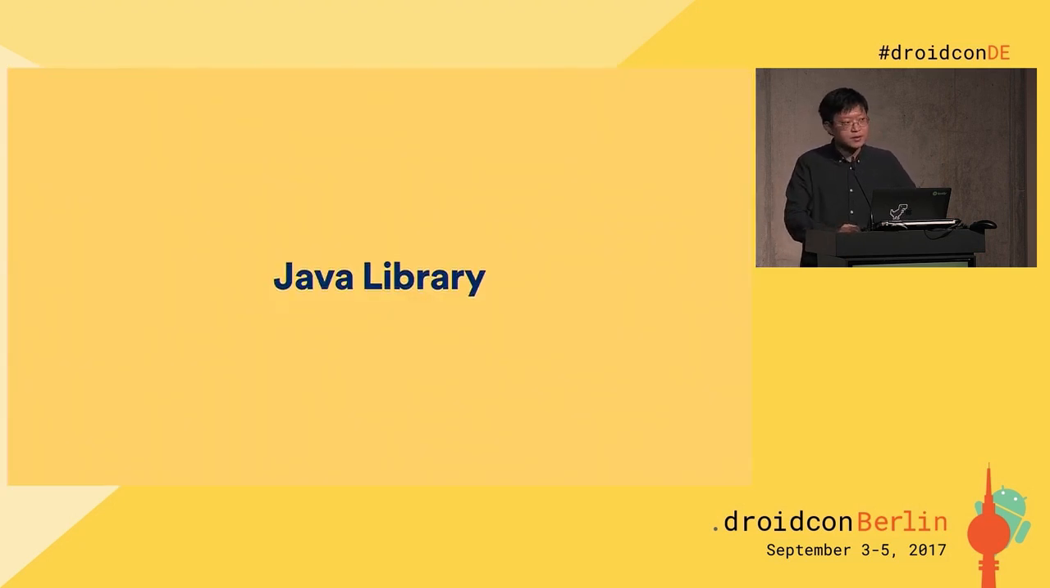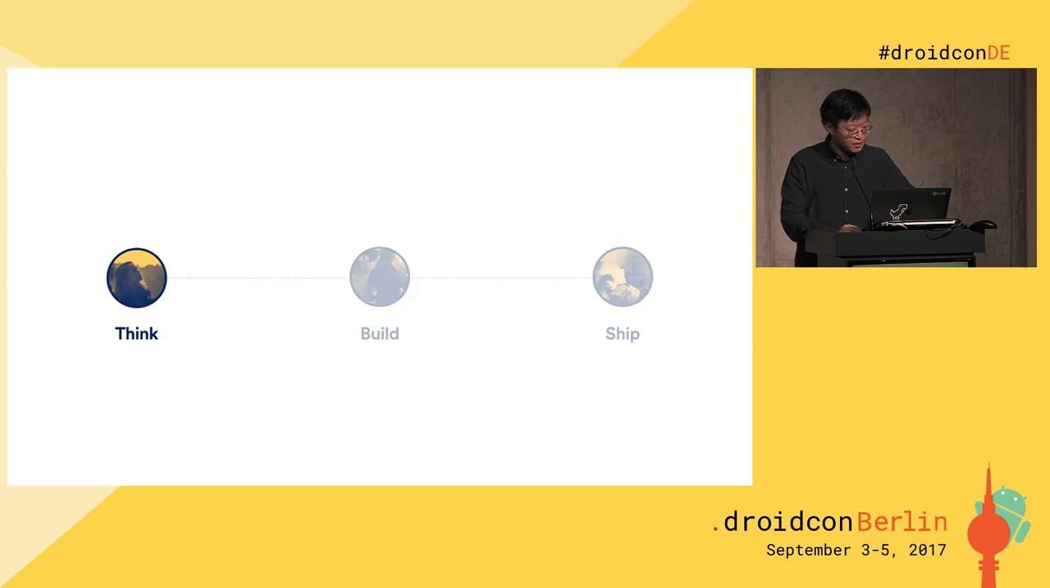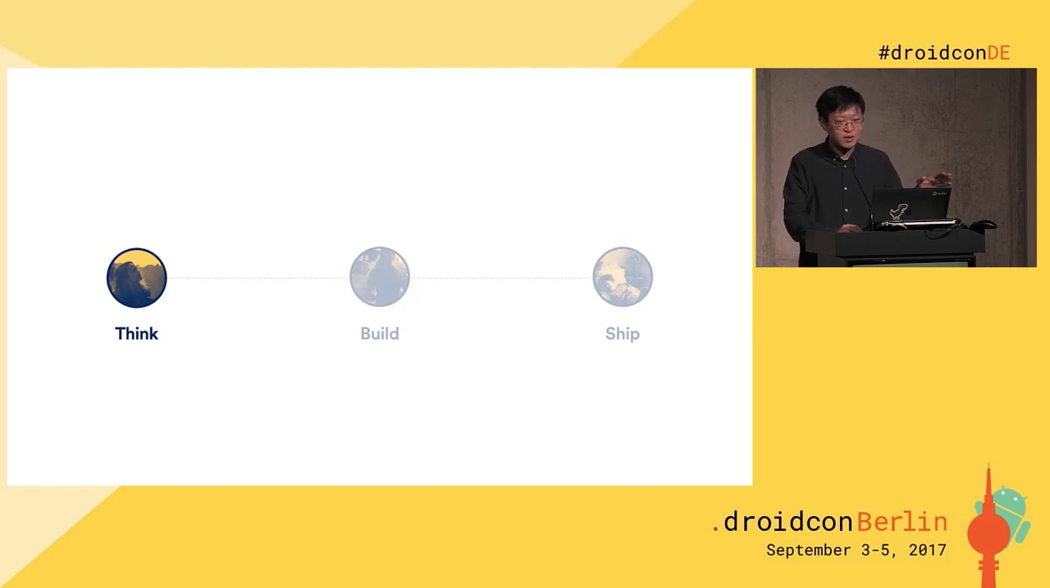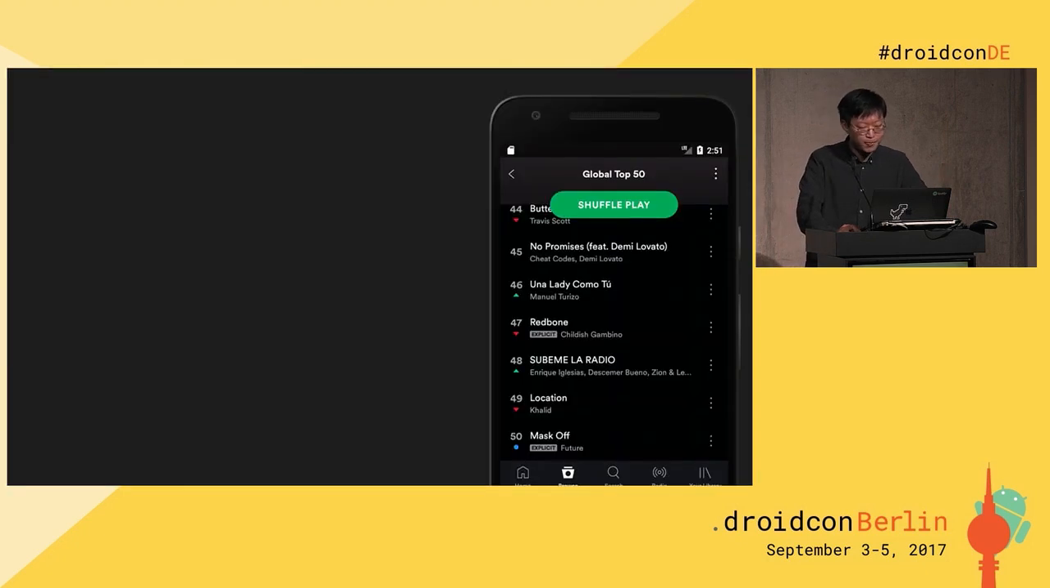So let's talk about the Java library first, and I'm going to show you how to build that. This is the process line: think, build, ship. And let's think. Here is the Spotify chart view.